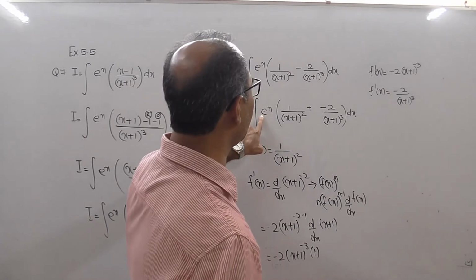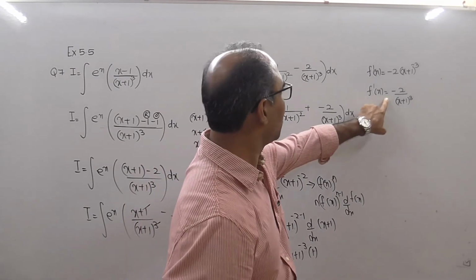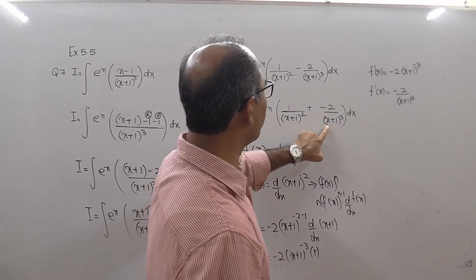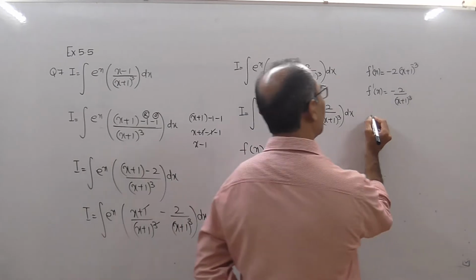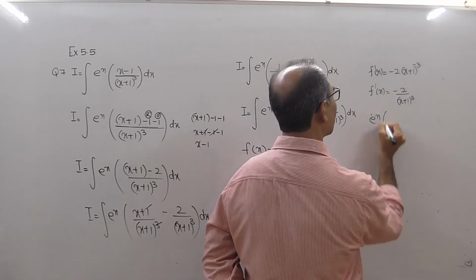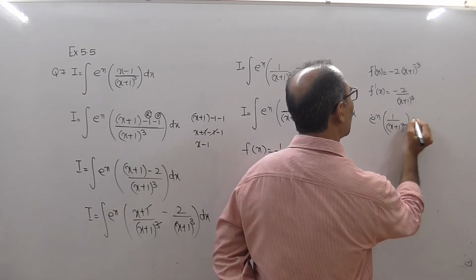Now if you check, this is e raised to x, this is f of x, and this is my f dash of x. So this is e raised to x times (f of x plus f dash of x). The answer will be e raised to x f of x plus c. So the answer for this will be e raised to x times 1 upon (x plus 1) the whole square, plus c.